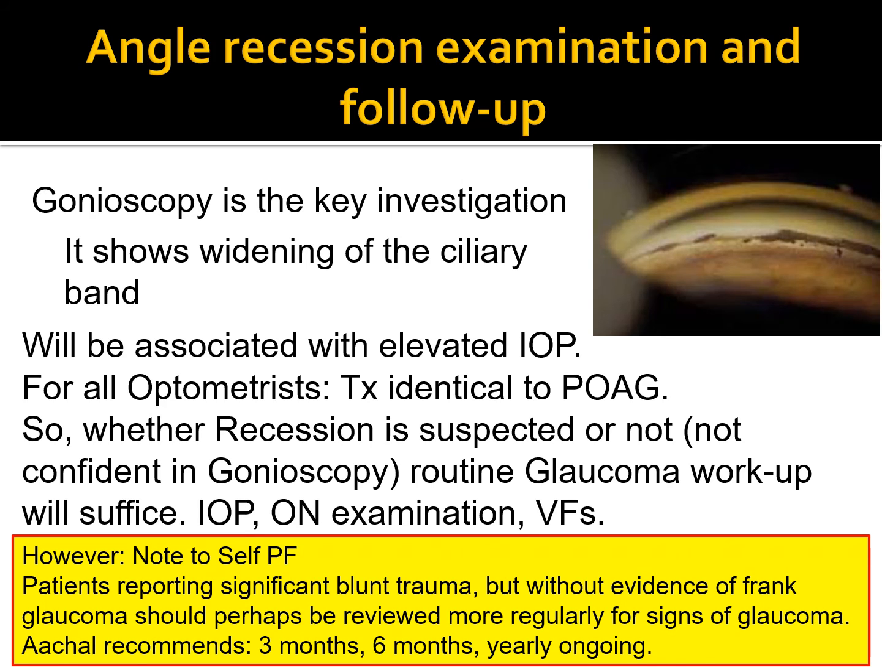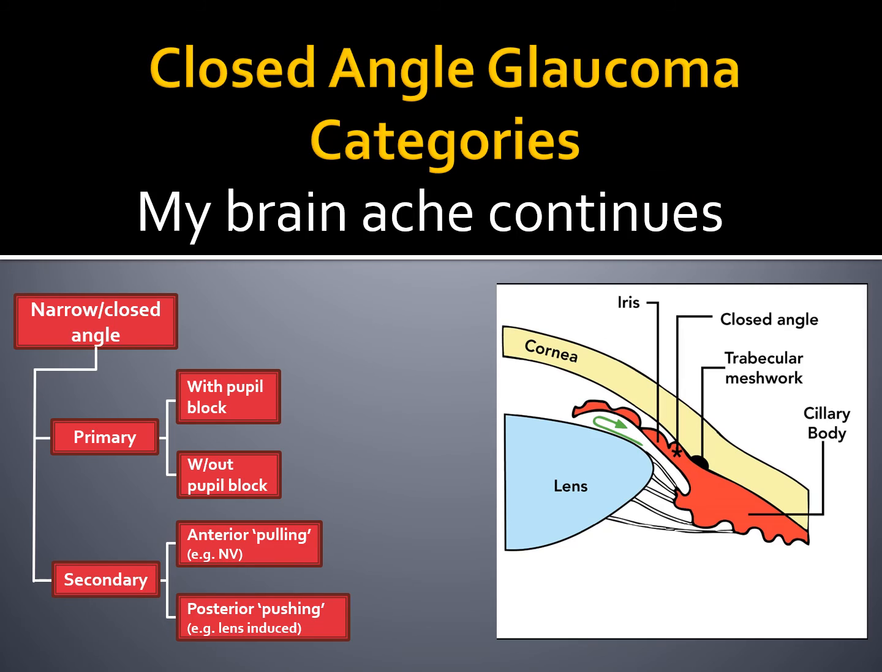Perhaps someone who's had real blunt trauma, not just the odd knock, but serious blunt trauma, we should be reviewing them more regularly for signs of glaucoma, perhaps 3 months, 6 months, or yearly. So, closed angle glaucoma categories. Again, this is what we had at the very beginning of the talk.